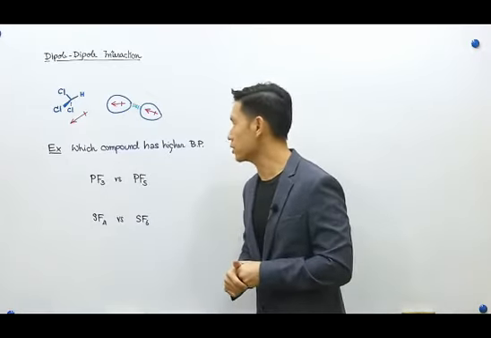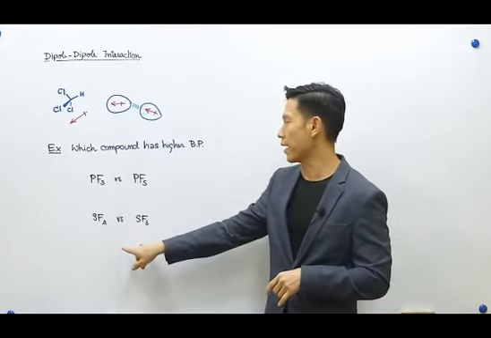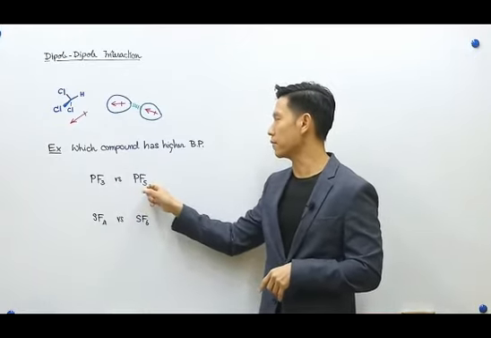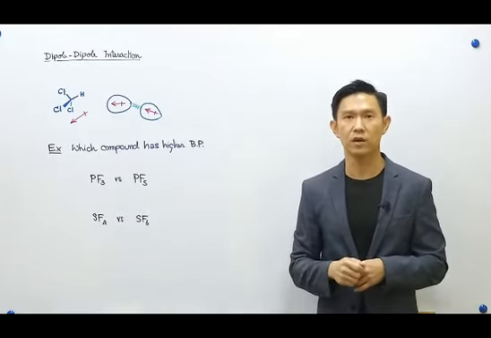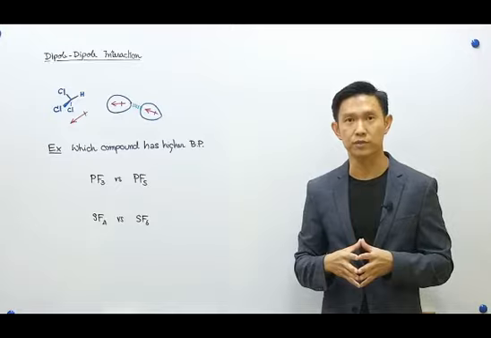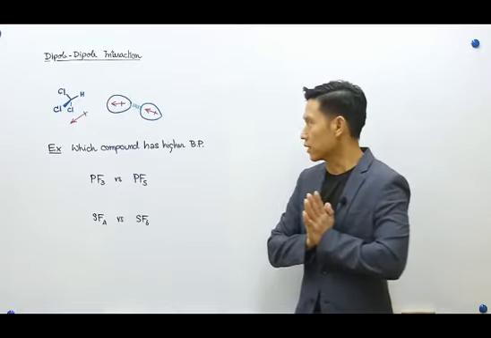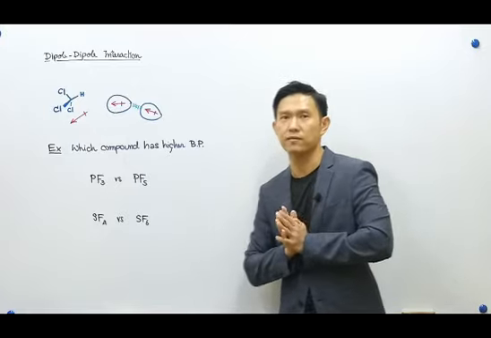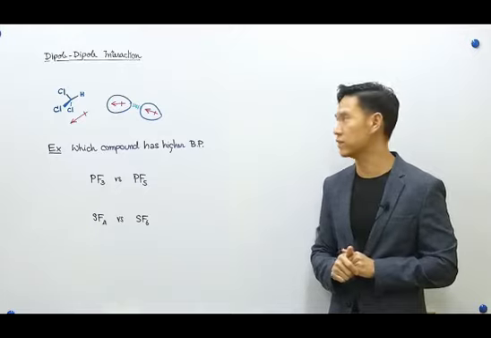Now what I want you to do is compare the boiling point of each pair: PF3 and PF5, SF4 and SF6. First of all, you have to know the dipole moment of the molecules by vector summation and everything. So that's it. I will give you some time to work on this, and then we'll come back in the next video to see the correct answer.